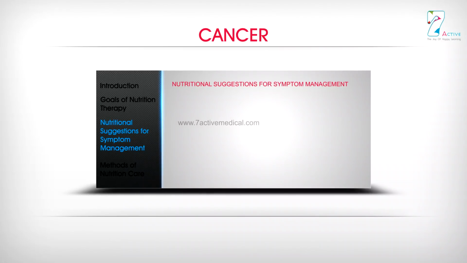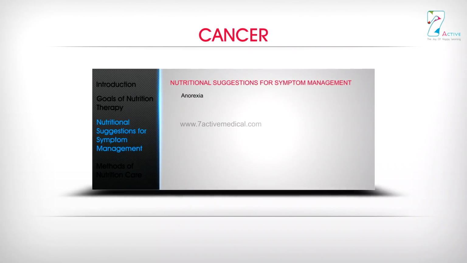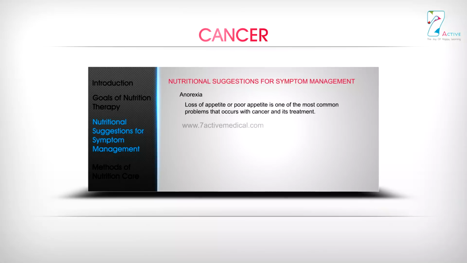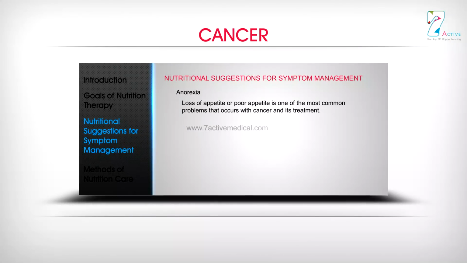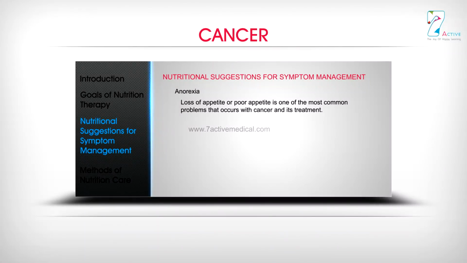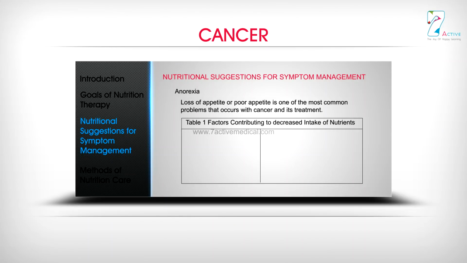Nutritional suggestions for symptom management. Anorexia. Loss of appetite or poor appetite is one of the most common problems that occurs with cancer and its treatment. Table 1. Factors contributing to decreased intake of nutrients. Reduced oral intake: anorexia, nausea, vomiting, altered perceptions of taste and smell.